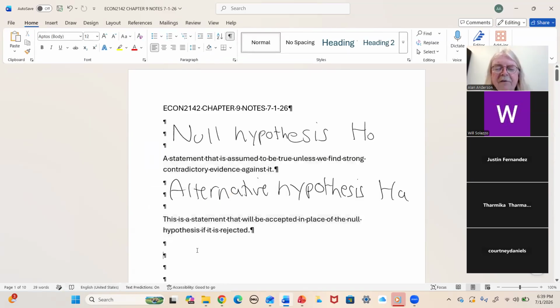So we have to set this up carefully to make sure that the null and the alternative cover every possibility. Okay, it's either one or the other. One of them must be true. The question is which one.